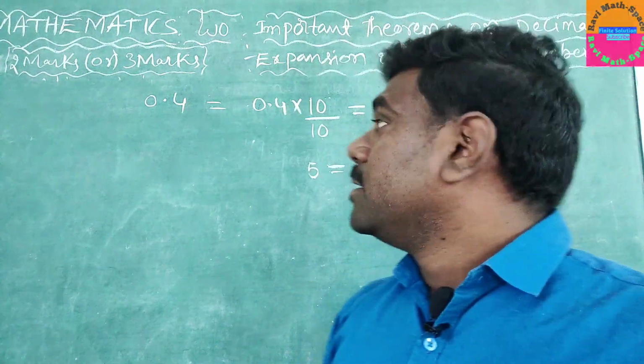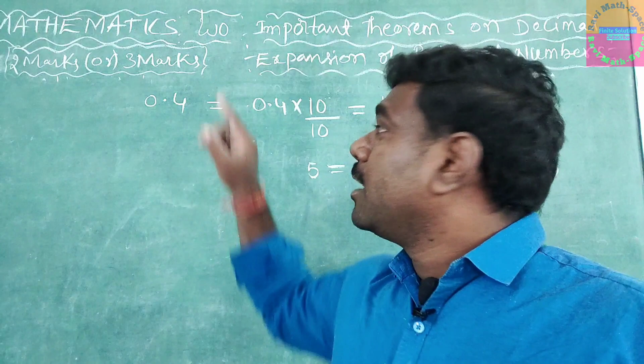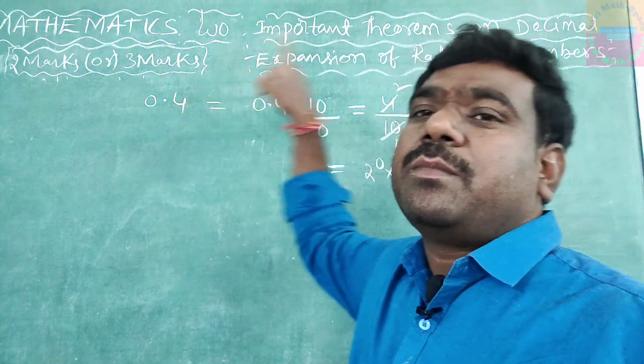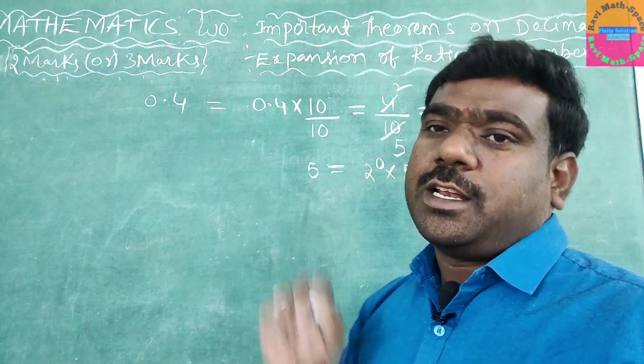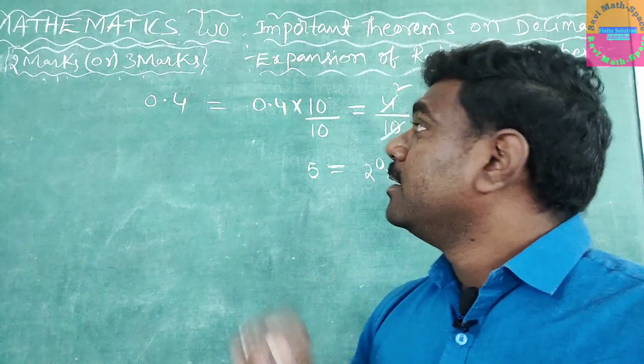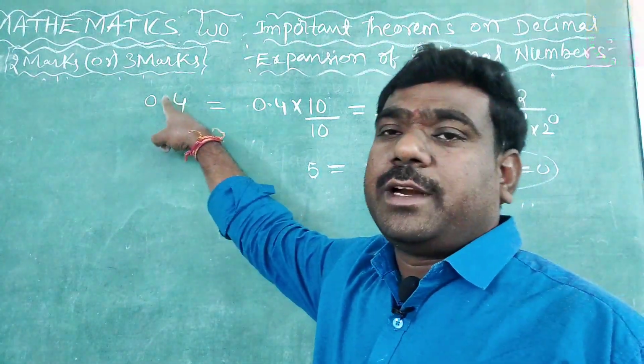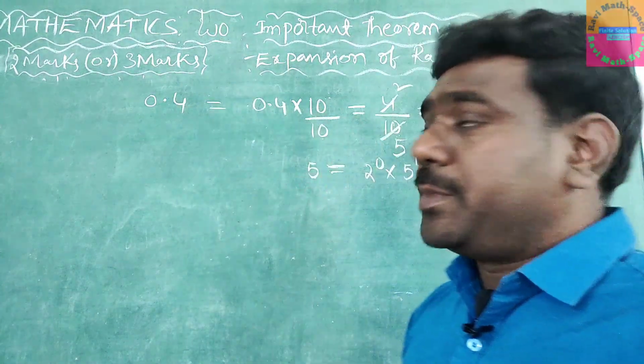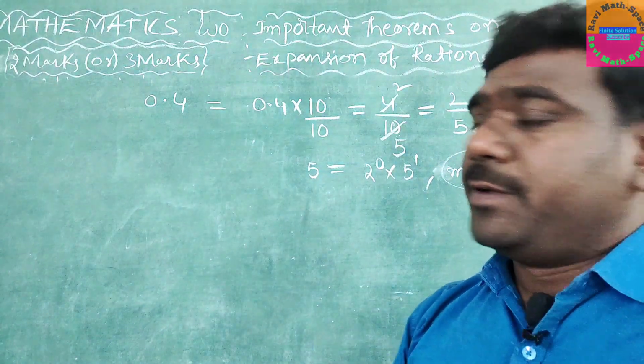Understand here, this process is called converting decimal numbers into rational numbers. One more problem we will discuss.